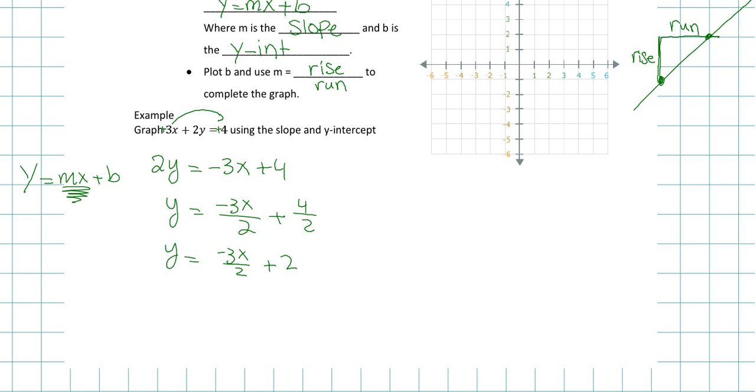So my equation here is y equals negative 3 over 2x plus 2. Are we okay with that? Now, the question is, how do I graph this? What's my y-intercept? 2. If you look at this, b is your y-intercept, and b here is 2. So my y-intercept is 2.